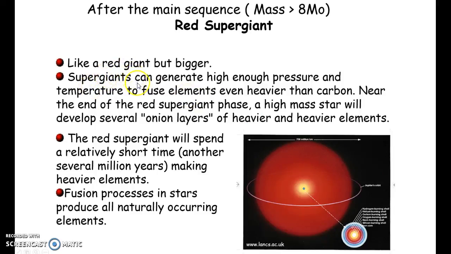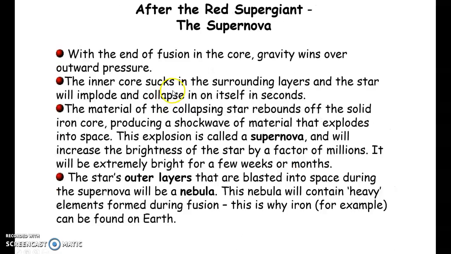All right. High enough pressure and temperature to fuse elements even heavier than carbon. So where eventually they'll get to fusing things like iron, and then iron can't fuse anymore. So once that happens, that's when you're going to get a rebound off the solid iron core, which produces a shockwave. This explosion is called a supernova.